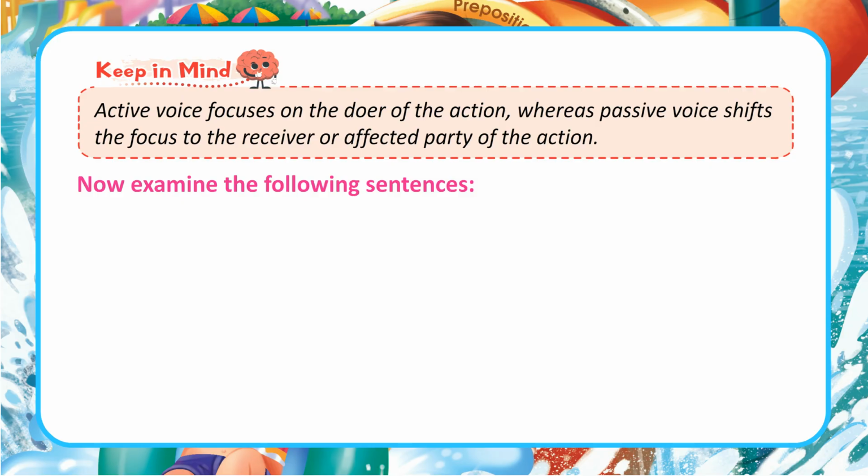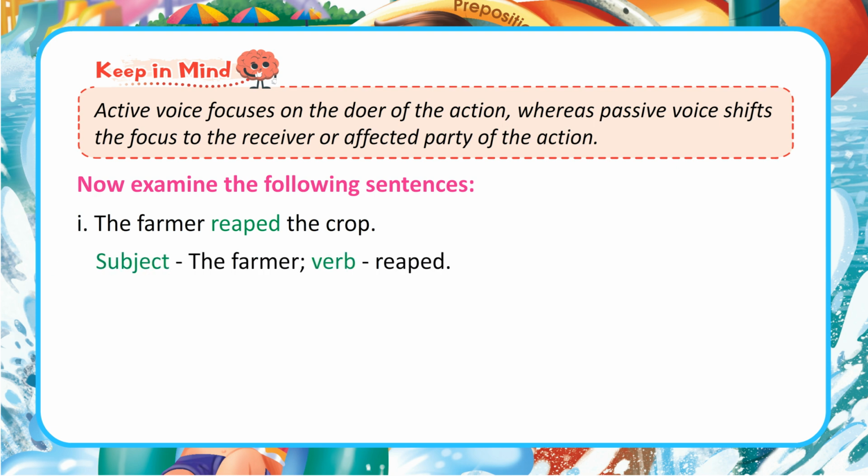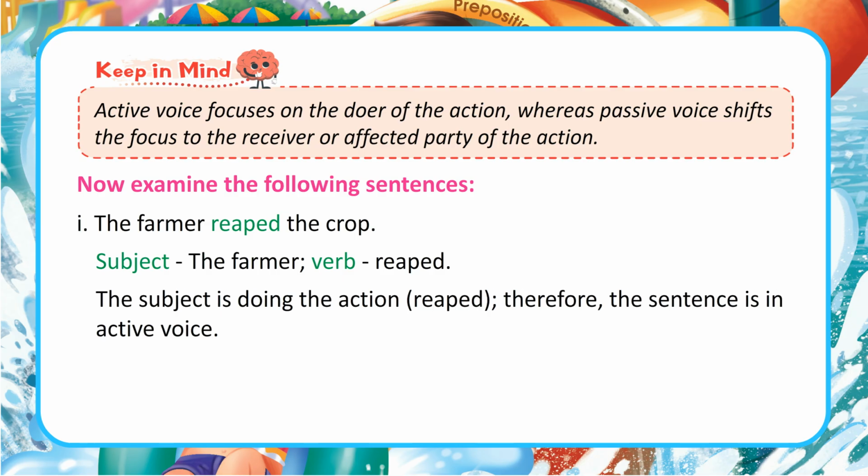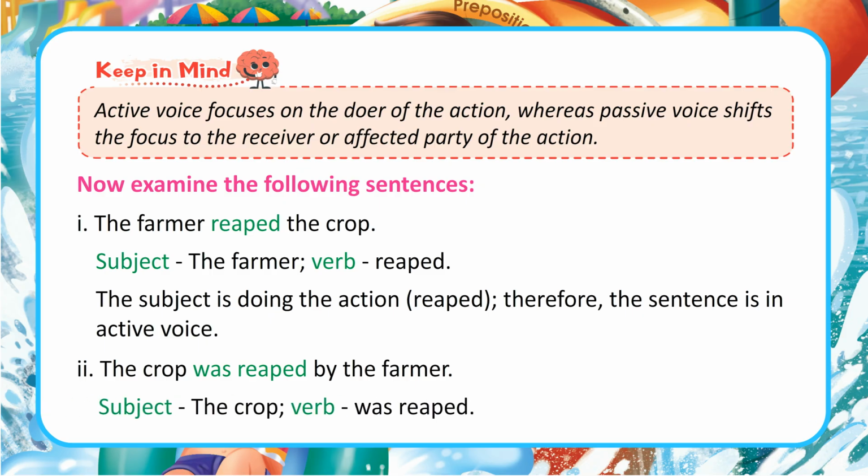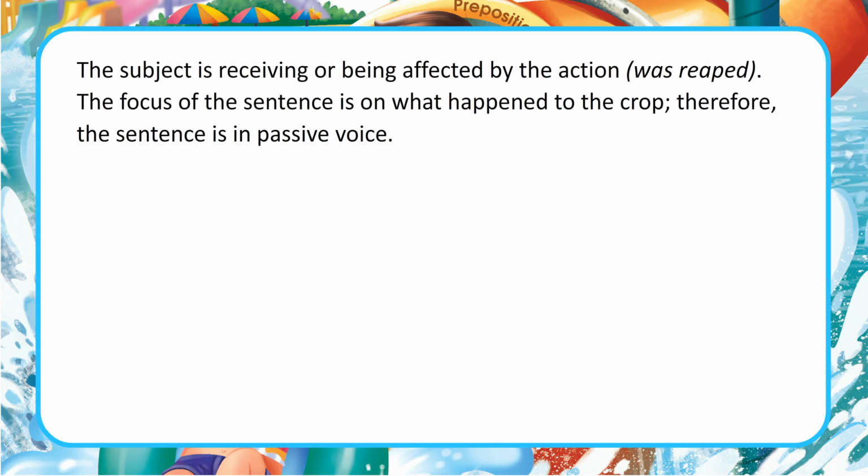Now examine the following sentences. 1. The farmer reaped the crop. Subject, the farmer. Verb, reaped. The subject is doing the action, reaped, therefore, the sentence is in active voice. 2. The crop was reaped by the farmer. Subject, the crop. Verb, was reaped. The subject is receiving or being affected by the action, was reaped. The focus of the sentence is on what happened to the crop, therefore, the sentence is in passive voice.